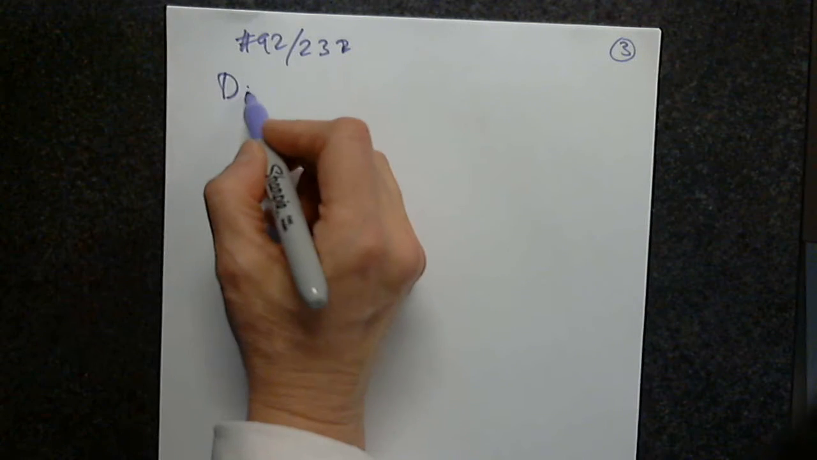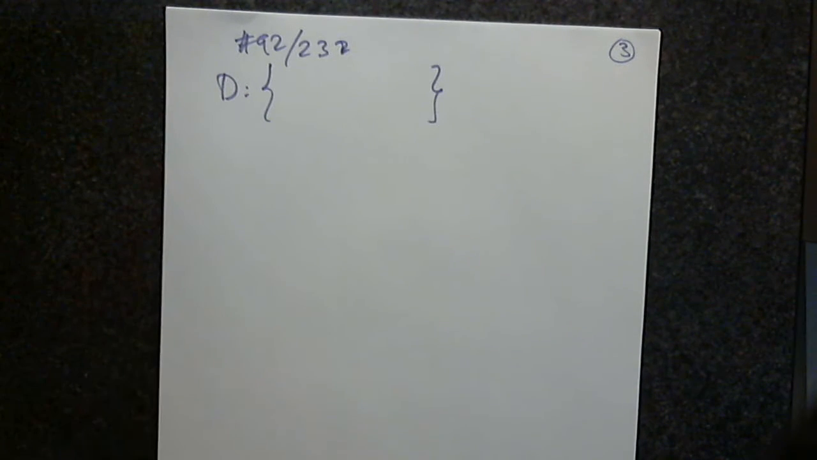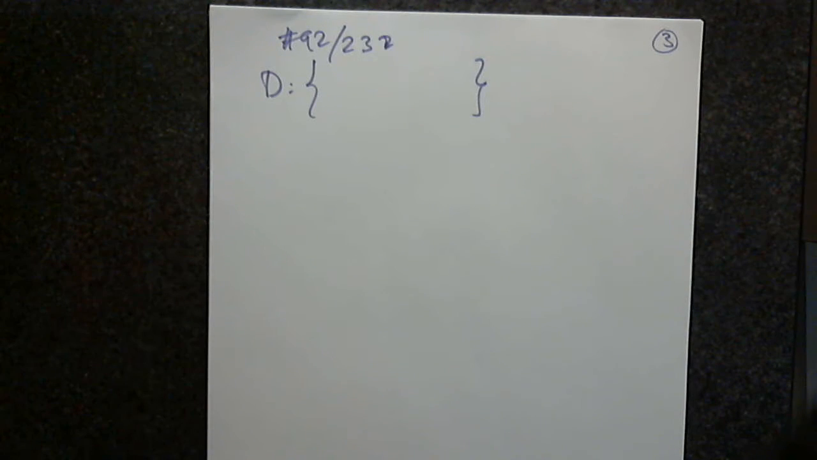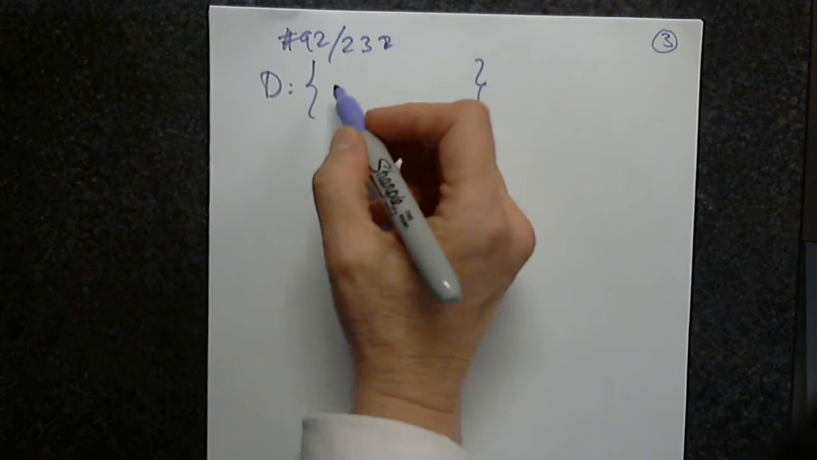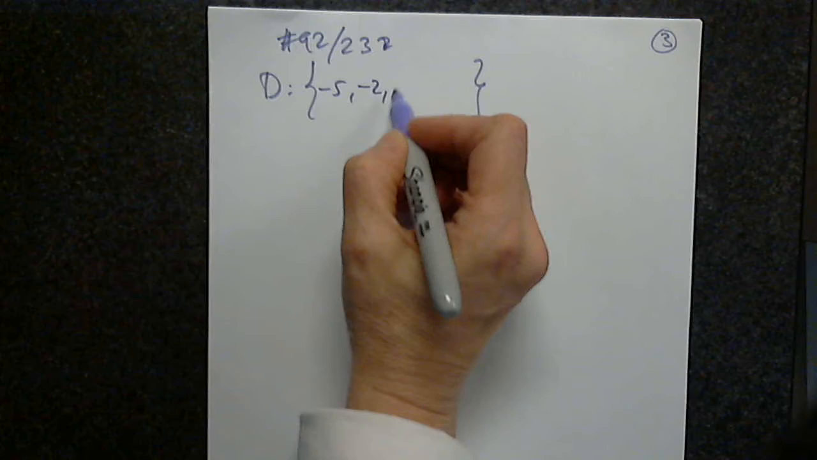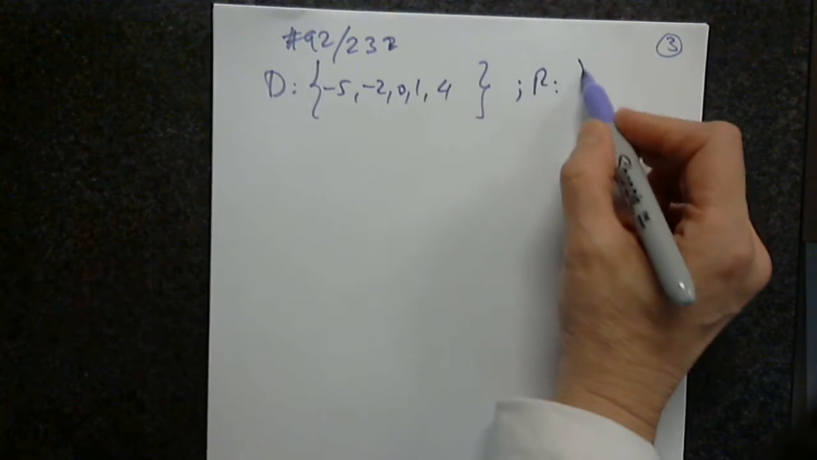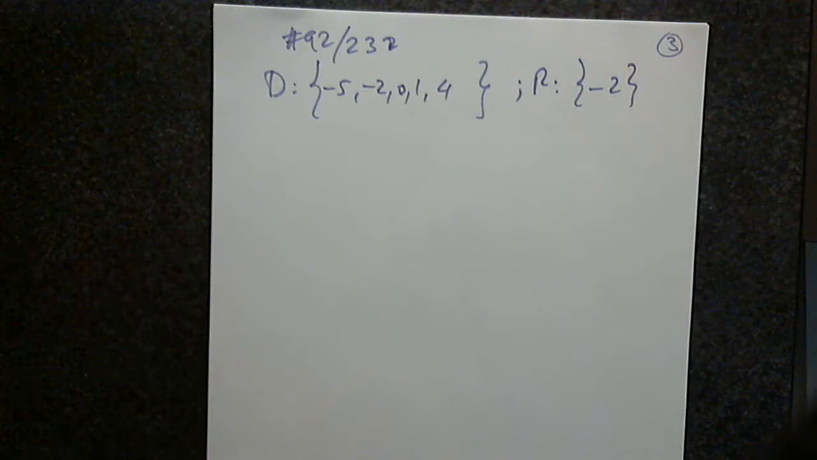On page 232, we have the domain with braces, no brackets or parentheses, because the points are not connected: {-5, -2, 0, 1, 4}. The same thing with the range, just {-2}. For any finite number of values, we have to use braces.